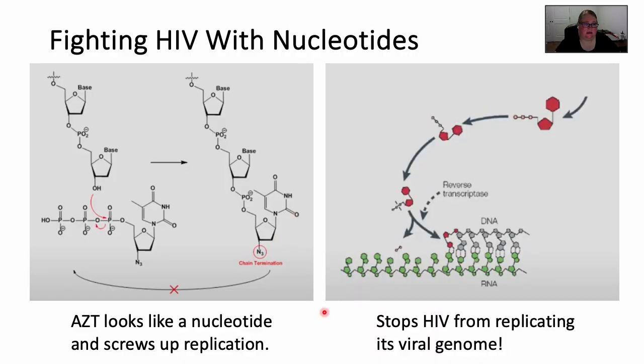Okay, so let's talk about why knowing the structure of nucleotides and knowing the components of nucleotides is important. So we have HIV. HIV is the virus that causes AIDS. HIV is what we know as an RNA virus, so it's made up of just RNA.